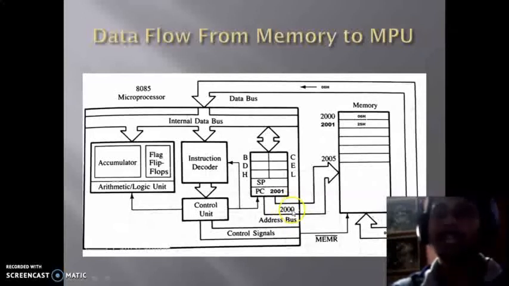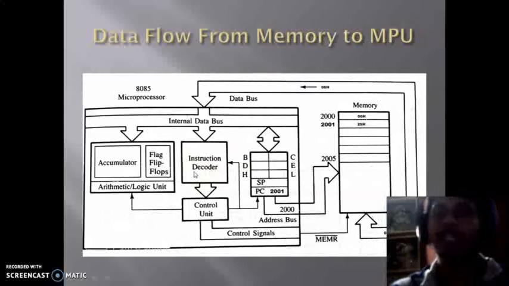Now this behaves like an address bus because at that time ALE will be high, and the address 2000 will be placed, and the data 06 will be placed onto the data bus. So the reading operation is going on, and the data will be placed into the instruction register through the internal data bus, and from the instruction register it will come into the instruction decoder.